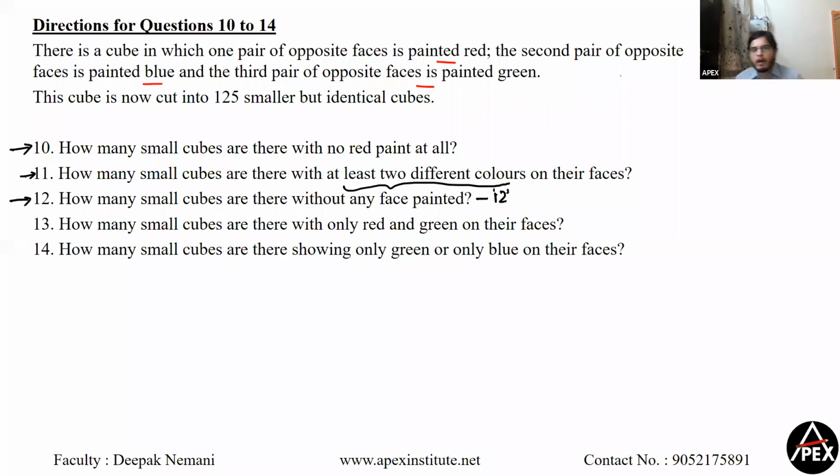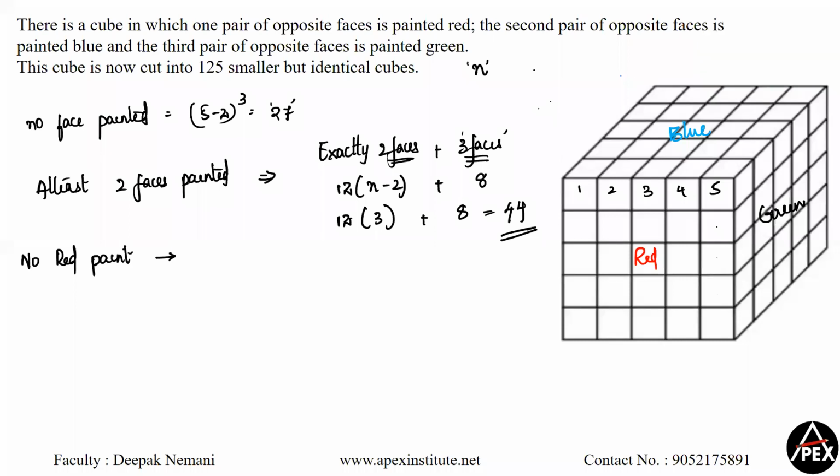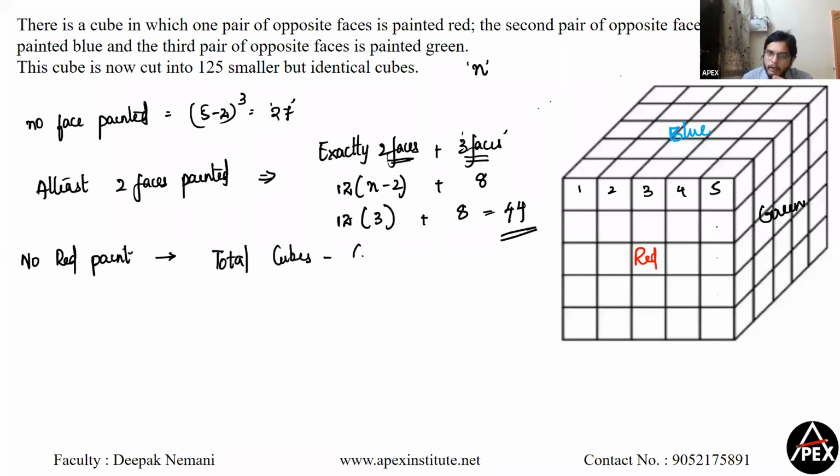Okay, how many small cubes are there with no red paint at all? So with no red paint, how can we determine the cubes without any red paint? Total minus red paint. Total cubes minus cubes having red paint. What are the total number of cubes? 125. Now, what are the cubes having red paint on them?